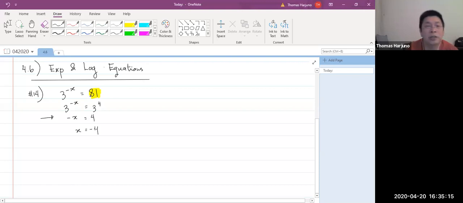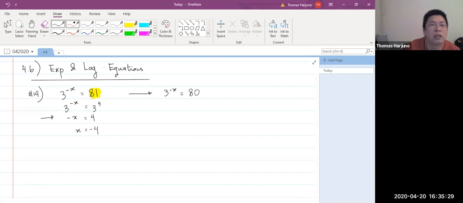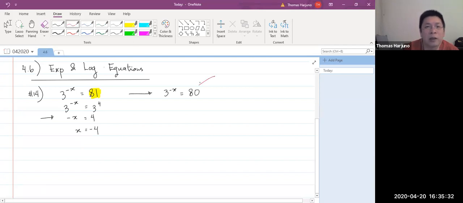Now the question is, what happens if that 81, we change that to something which is not base 3. Let's say I make it 80 instead. Now notice that this 80 is not base 3. Then what we will do is we will need to use logarithm. We change that to log form.